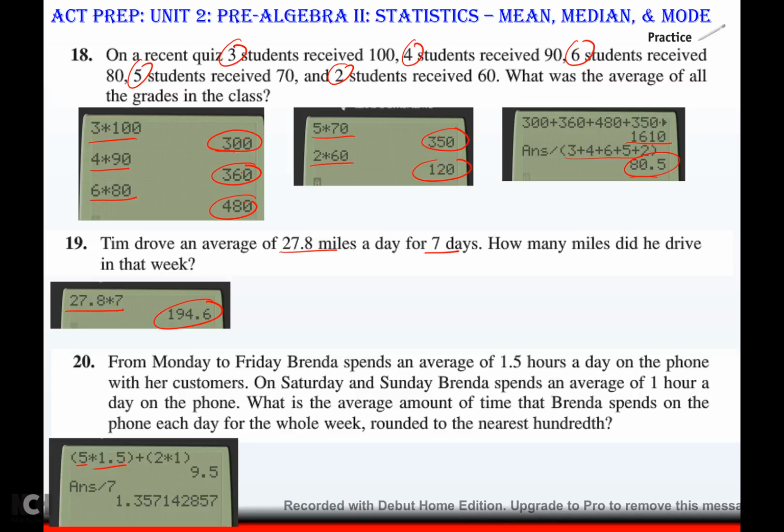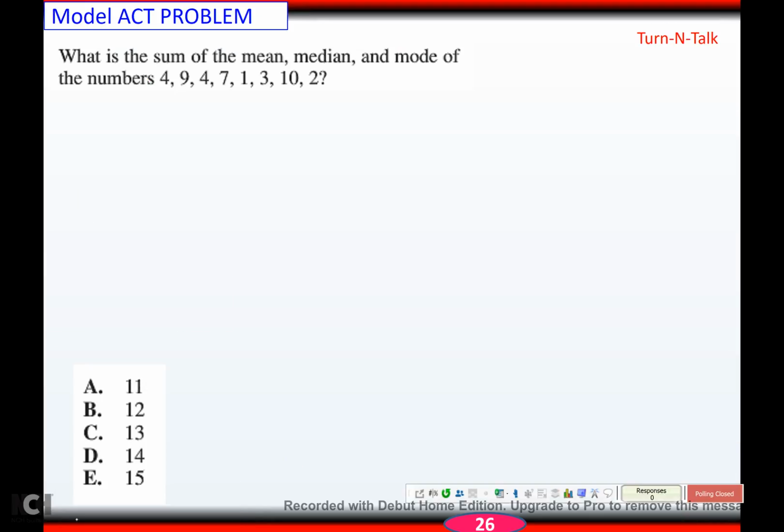spends an hour and a half. On the weekends, that's 2 days, she spends an average of an hour. So that's a total of 9.5 hours for the week. Divide that by 7, and you get 1.36 hours, to the nearest hundredth. All right, try this one. Hit pause. Come back when you're ready.